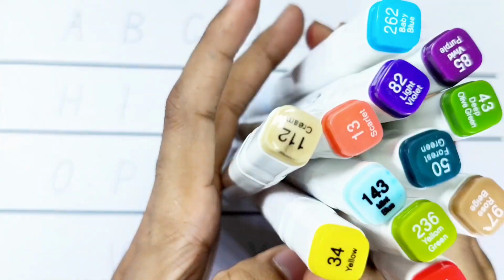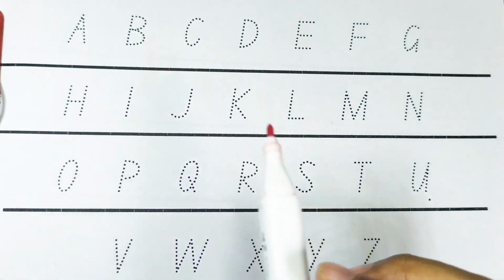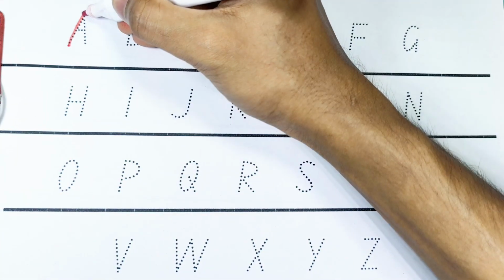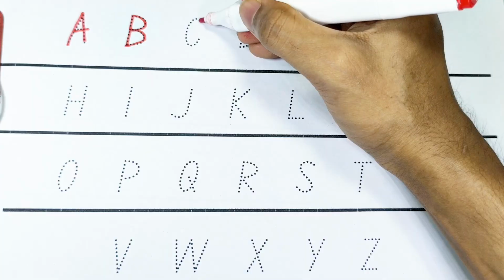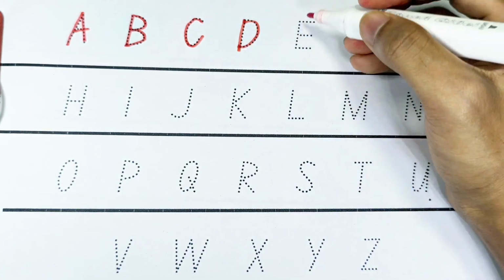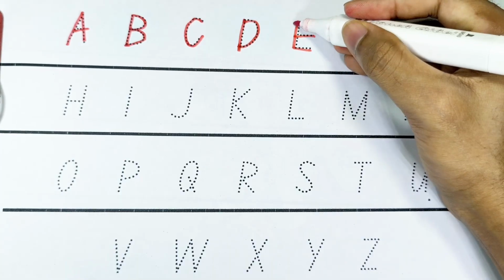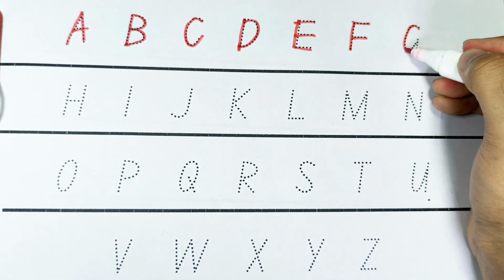Stay with us. Today we're writing capital letter alphabets A to Z. Now we're using the color of geranium and writing the alphabet of A. A. The next one is B. B. Kids, now we draw the alphabet of C. C for cat. D. D for dog. E for egg. The next one is F. F for fish. G for goat.